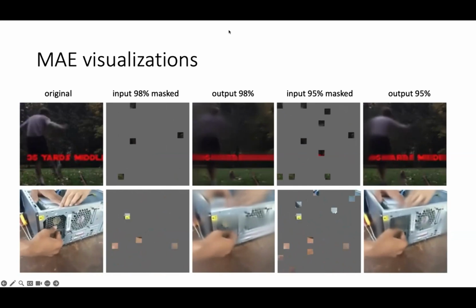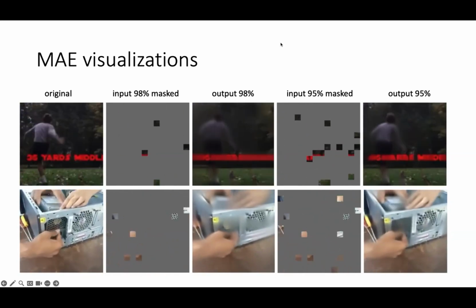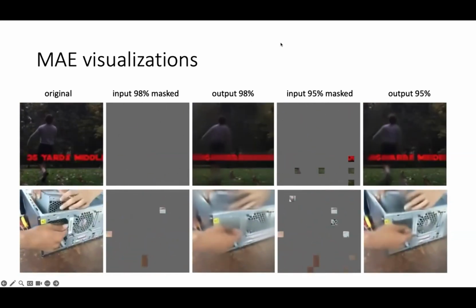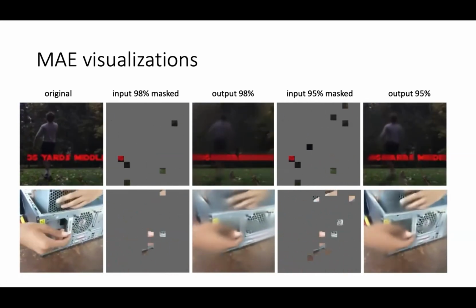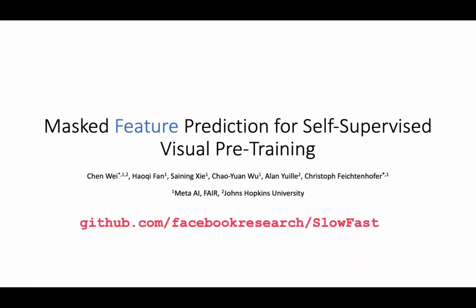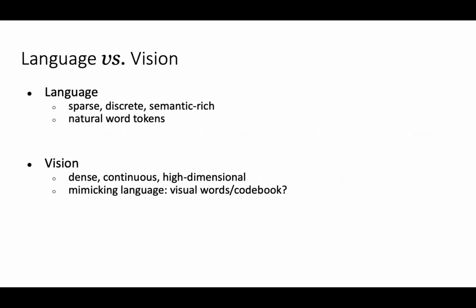Okay, so this was masked autoencoders for learning from video. Next, I want to very briefly talk about a work that we did concurrently with MAE, where we actually predicted not just the pixels of the input, but actually some features from other models or some other feature representations. So the main idea for this work was that when we think about vision versus language, where this mask prediction idea actually is coming from, language is very sparse, it's very discrete, and it's semantically quite rich. So one word can have a lot of meaning.